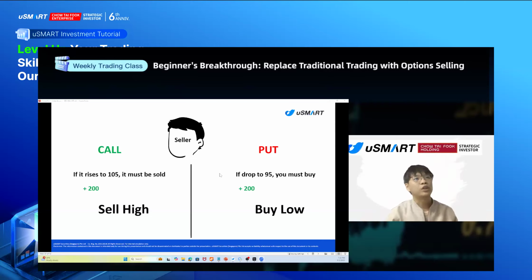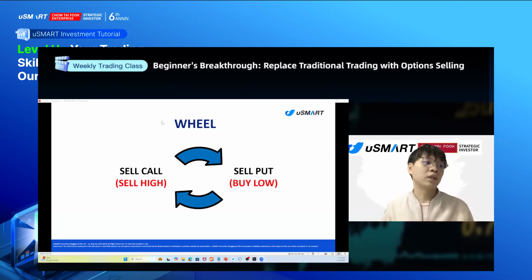When it comes to the traditional buy low, sell high in the market, you don't get anything from the market, you only get the stock. By using it as an option seller, you are able to get a premium upfront. So you can earn some extra money from the market, and this extra money is actually a very powerful return if you use it in this way.